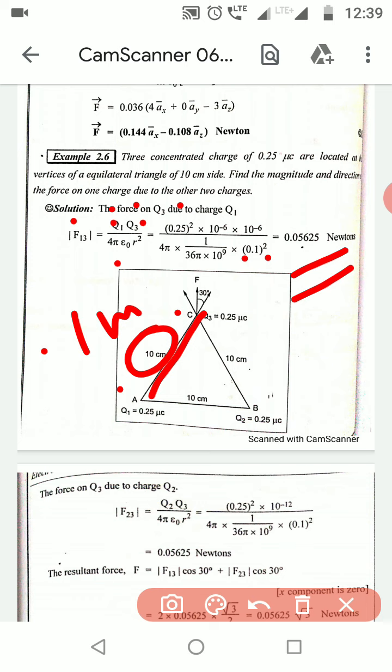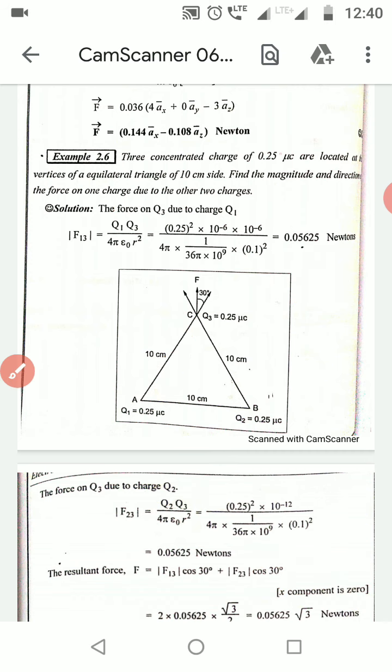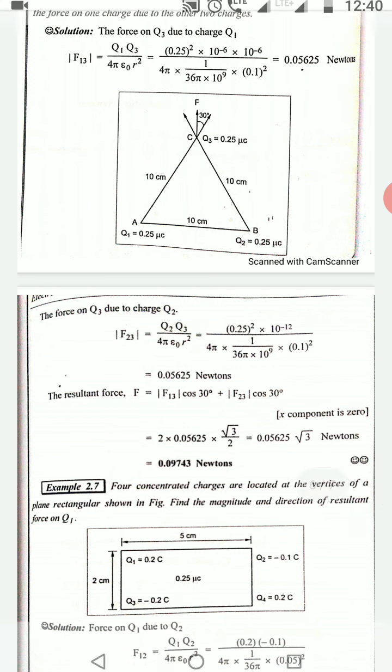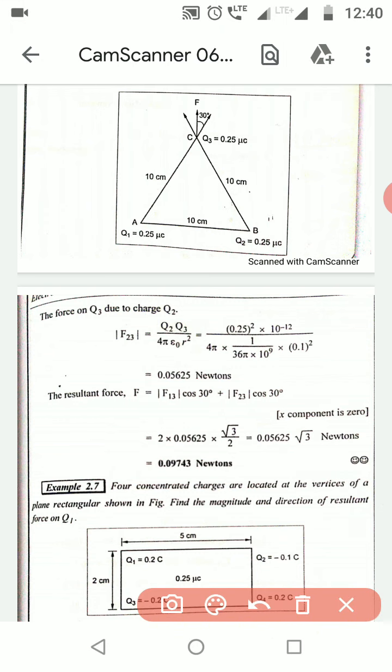Similarly, we can find out the force experienced by q2 due to q3 using the equation F23 equals q2 q3 divided by 4 pi epsilon 0 r square. The values of q2 and q3 are also given in the question, and we can find out the force using this equation. The force is equal to 0.05625. Then we need to find the total force experienced due to both these charges. That's why we need to consider the equilateral triangle.